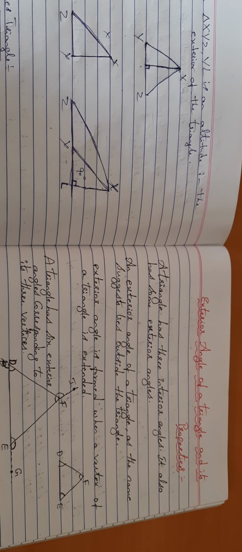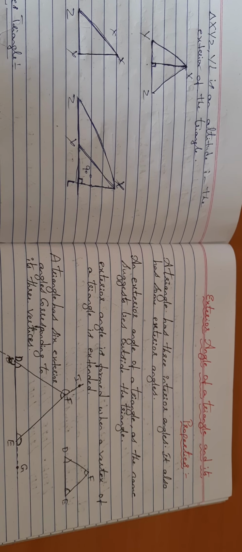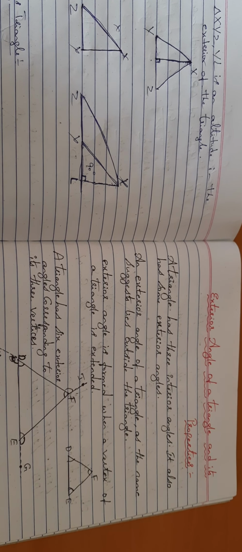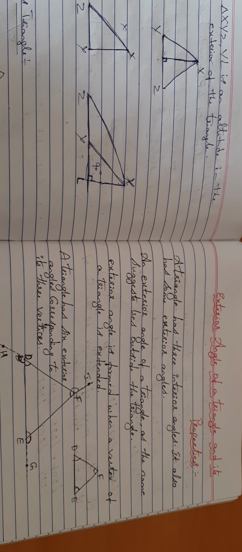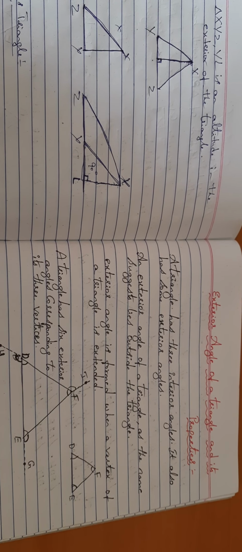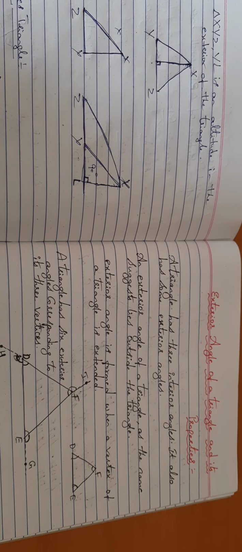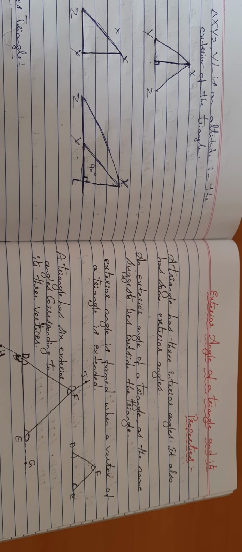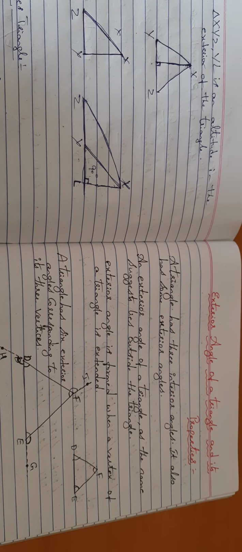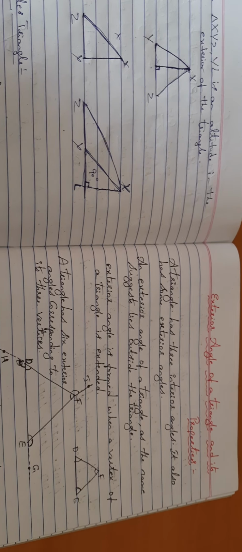Good afternoon, students. Now let's see the exterior angle of a triangle and its properties. A triangle has three interior angles. It also has some exterior angles. In the previous class, in the chapter Lines and Angles, we have seen what the interior angles and the exterior angles are. Now here we are going to discuss the exterior angle of a triangle.